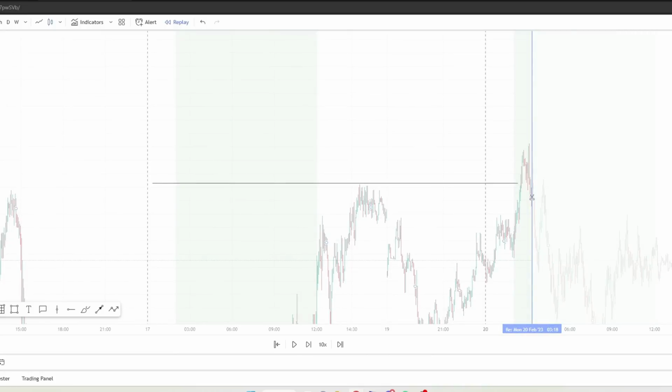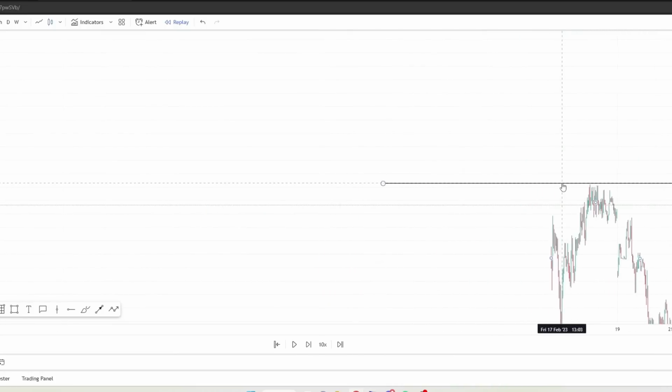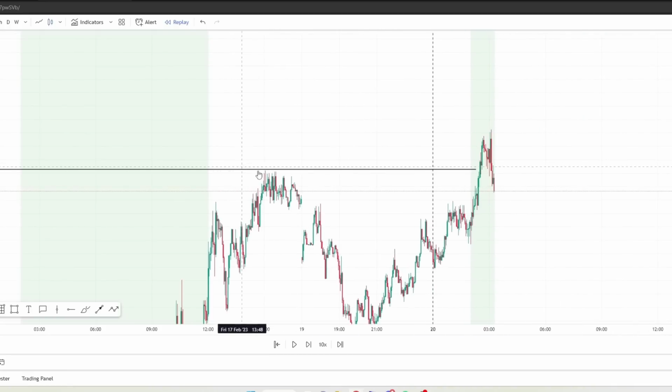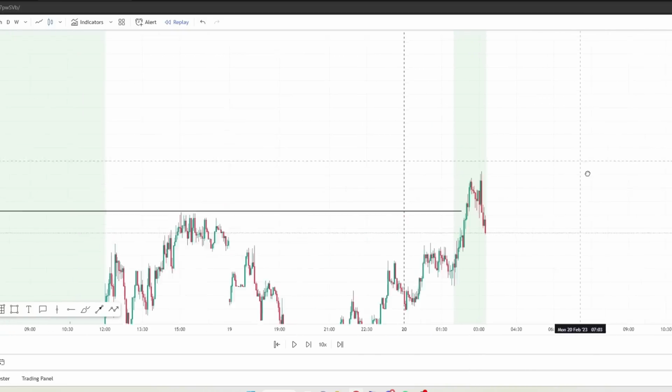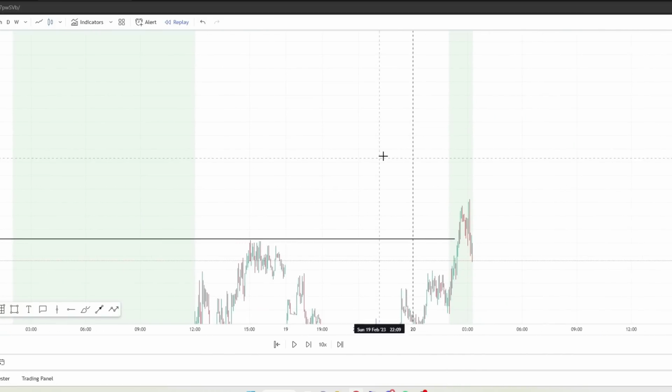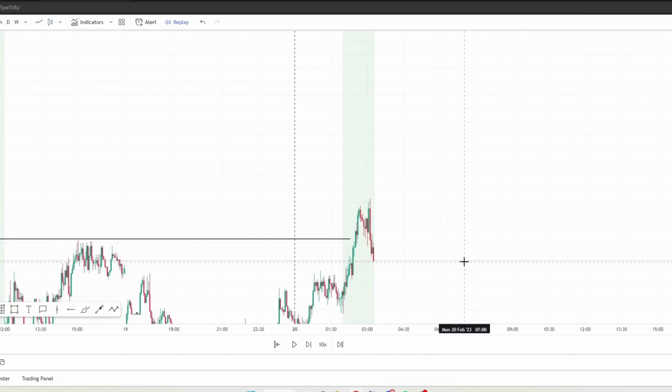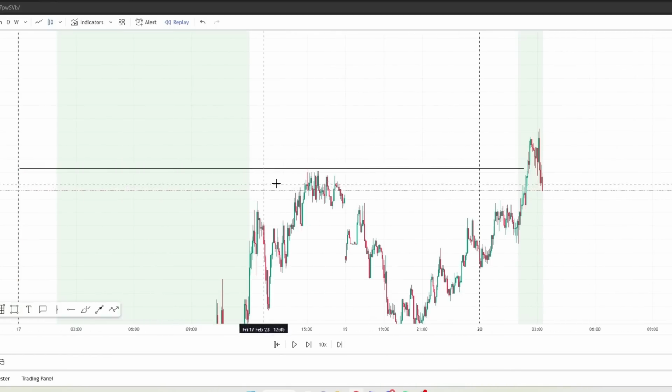Let's go back in time, shall we? Right, so price came, it tapped this here, set off a bunch of people's buy stops, and it took a bunch of people's stop losses out. Okay, and that is our first set of criteria that has been met. The liquidity has been grabbed from the previous day's highs.